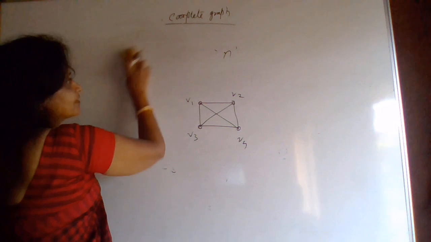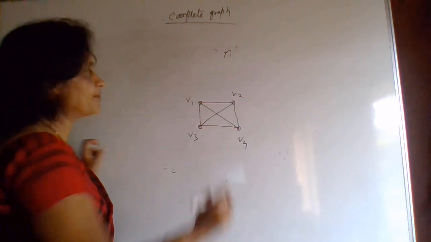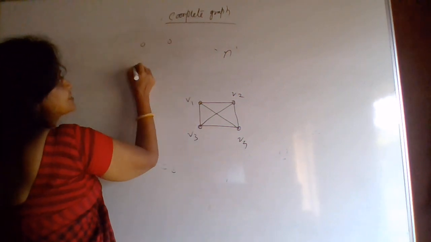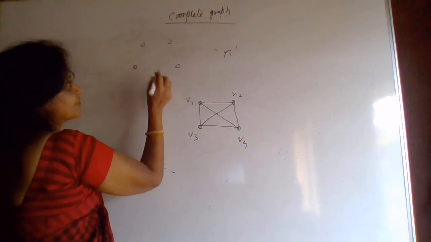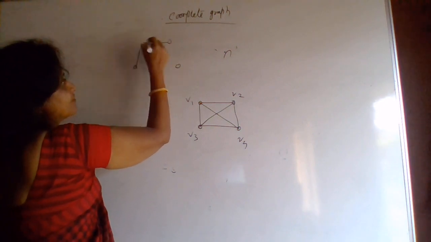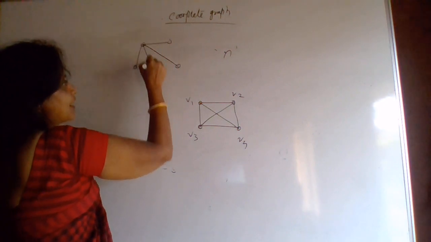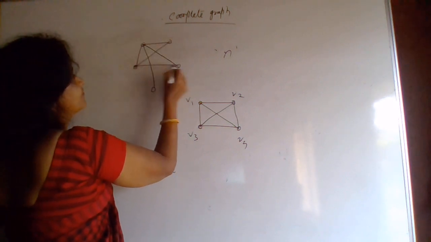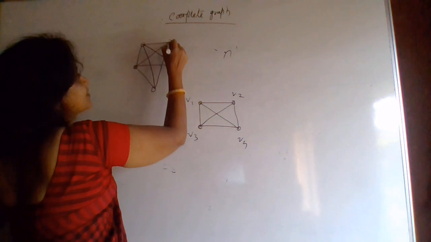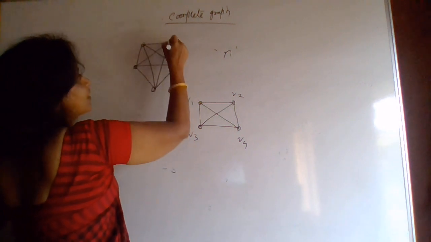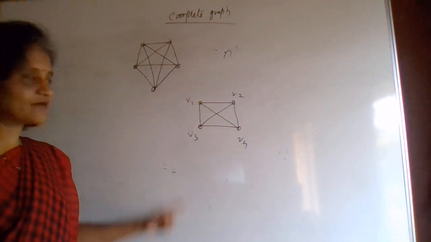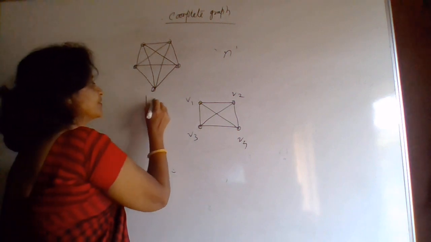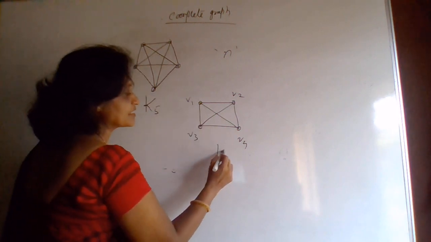You can try one more example. Complete graph on 5 vertices. What kind of graph it will be? See, every vertex must be adjacent to rest all. Start with another. Every vertex must be adjacent to rest all. And this is complete graph on 5 vertices. We denote it by K5. This is K4.